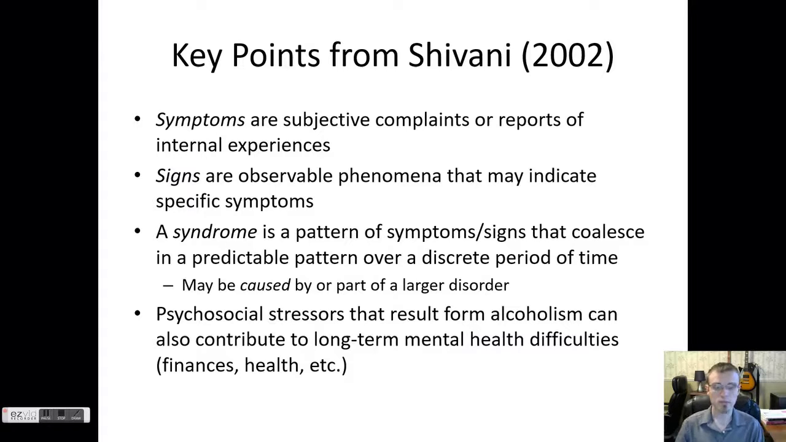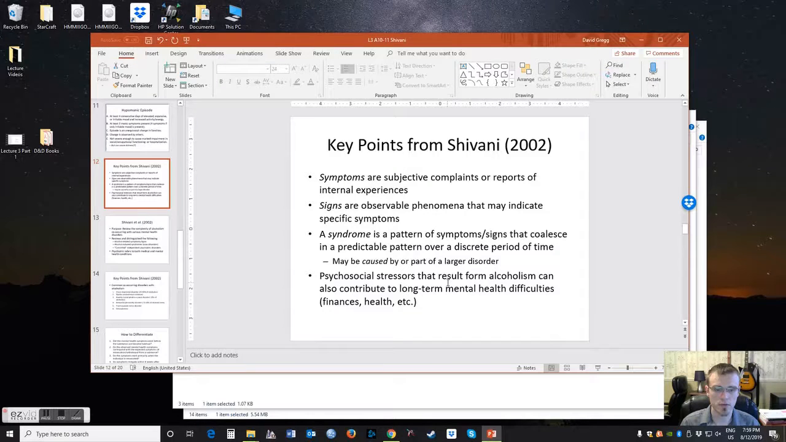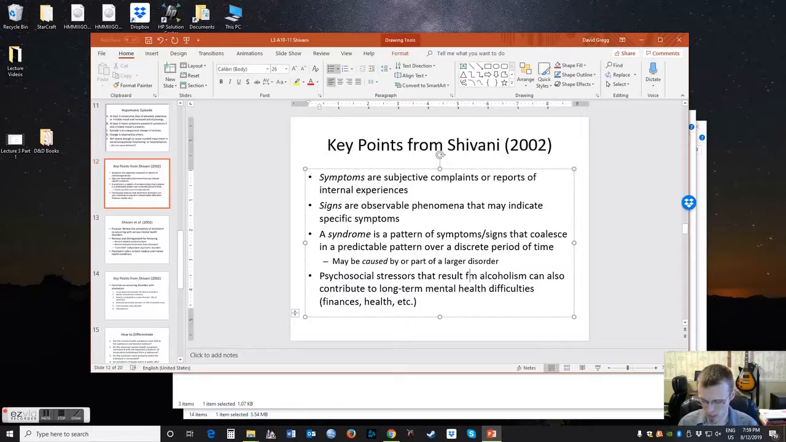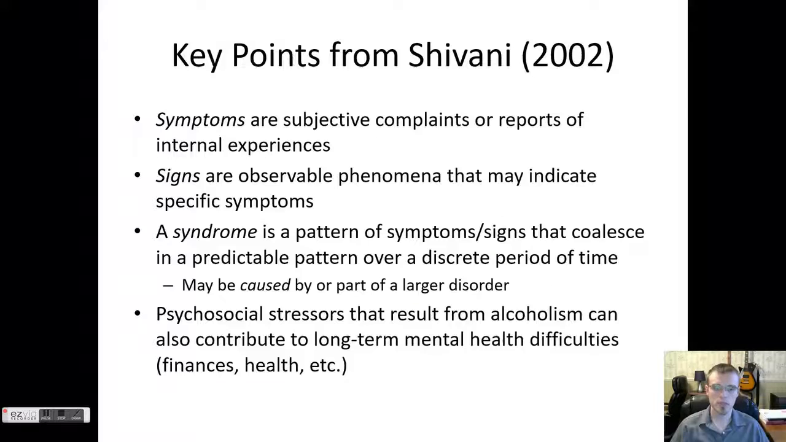Psychosocial, so this is also just down here in the bottom of this slide, is one important finding from Shivani 2002. Not necessarily a finding, because Shivani 2002 is more of a literature review. And one of the important things that I think everyone in the class should just keep in mind is that psychosocial stressors that result from alcoholism can also contribute to long-term mental health difficulties. So this is just an important thing to keep in mind when we think about the mental health symptoms that somebody may be experiencing.